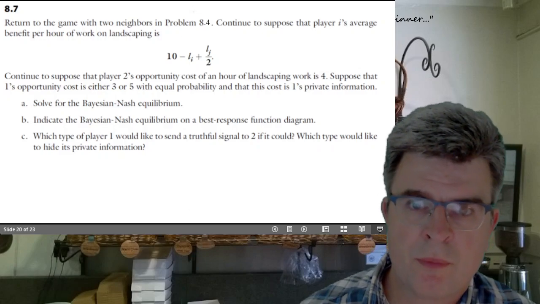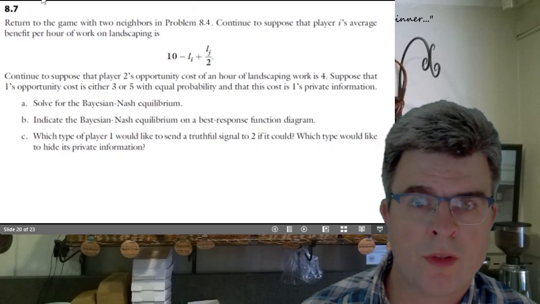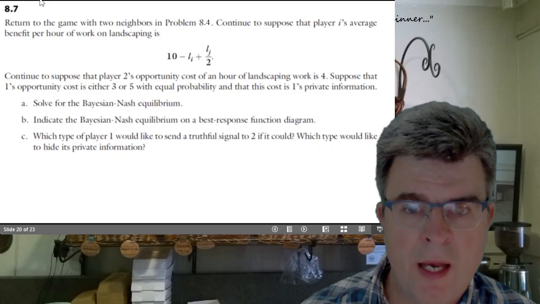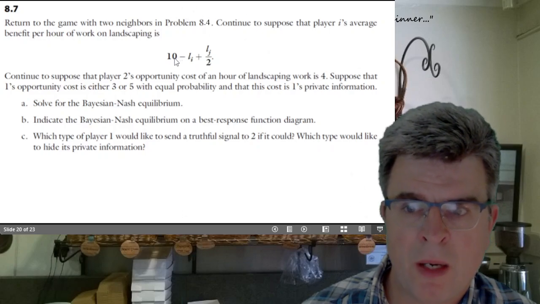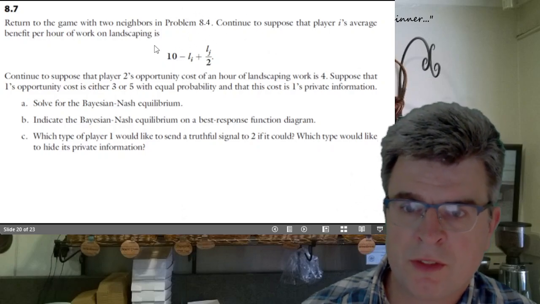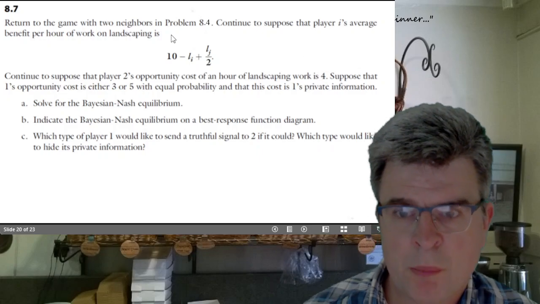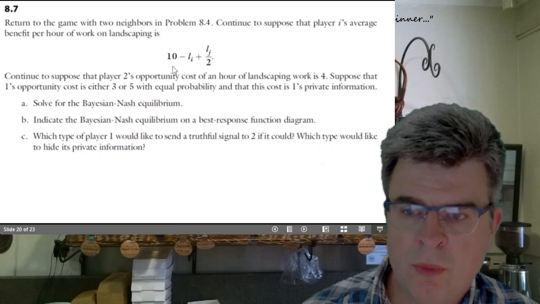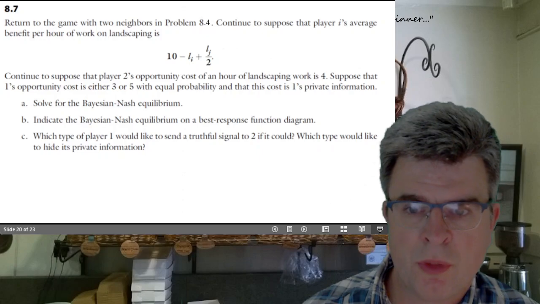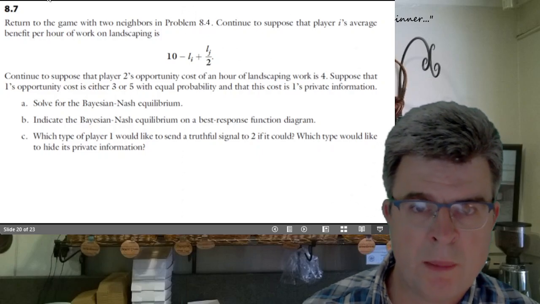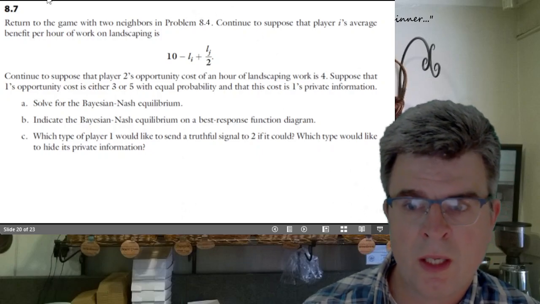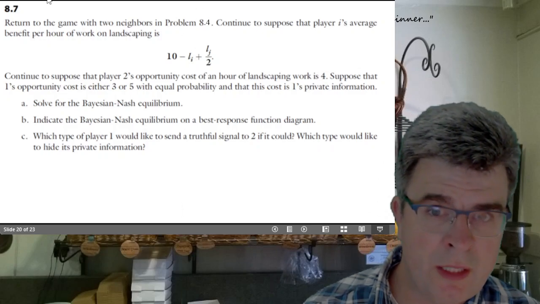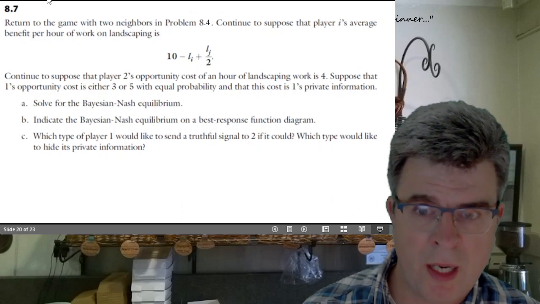Exercise 8.7 returns to the two neighbors of exercise 8.4. And we need to continue to assume that neighbor 1's average benefit per hour of work is equal to this expression over here. It's the same as in 8.4. And we need to continue to suppose that player 2's opportunity cost of an hour of landscaping work is 4. The thing that changes is neighbor 1's opportunity cost, which can be either 3 or 5 with probability 1/2.